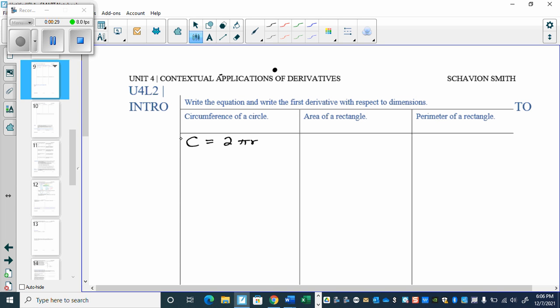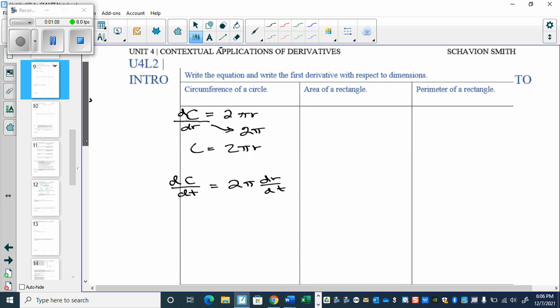What we're used to doing is saying dC over dr, and this derivative would actually be just 2 pi. But what we're going to have to do is do this with respect to time. So if C equals 2 pi r, and we're doing this with respect to time, we do this to both sides, and it just becomes 2 pi dr dt.